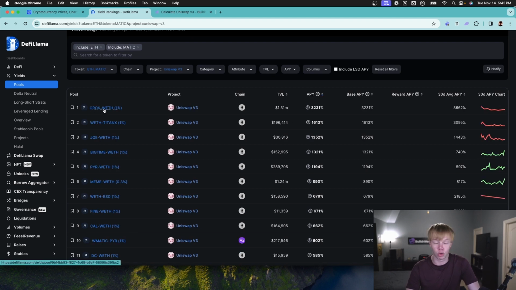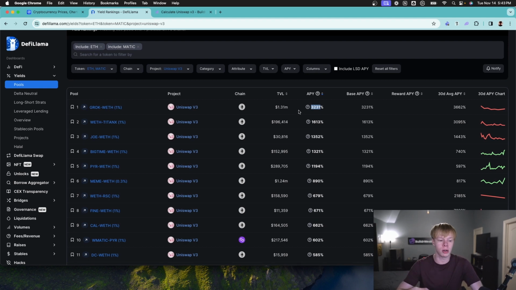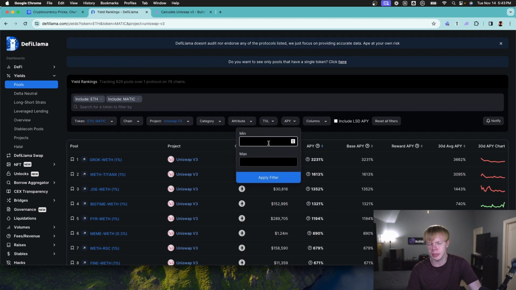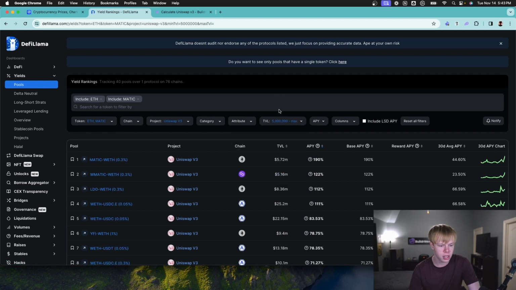As you can see, pairing Grok, which is some random asset, with Ethereum gets us this 3,200% return. Most likely, though, this is not accurate. And the reason why is because it's a new pool with a very high volume at the start, and it might end up declining over time. And I don't want to look for super low TVL stuff because ultimately I'm a pretty low risk person. So I might do a minimum of $5 million in TVL, and that's going to show me more blue chip stuff.